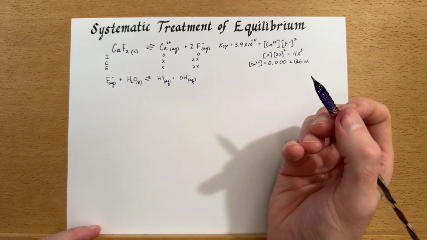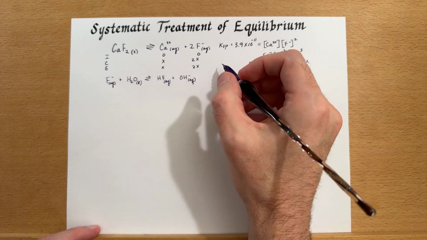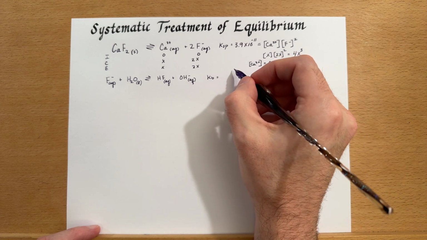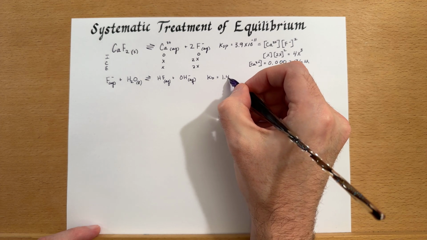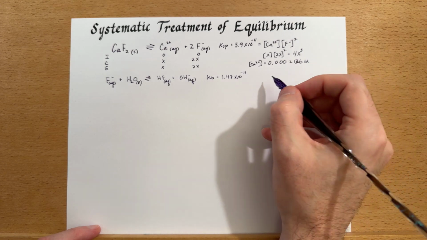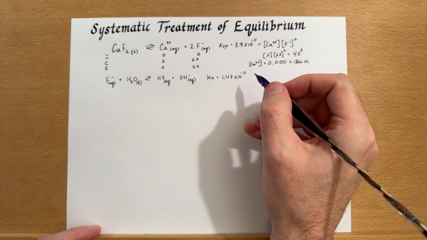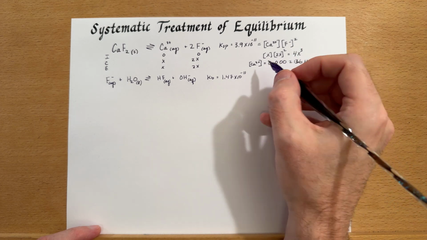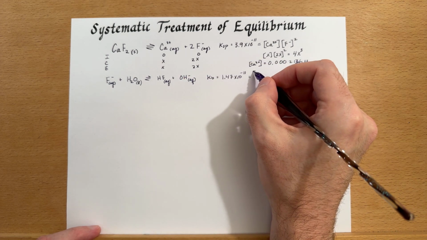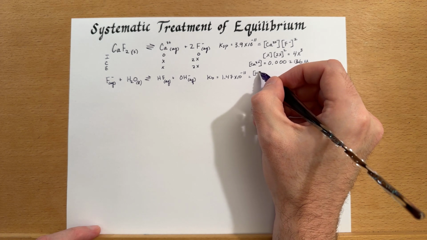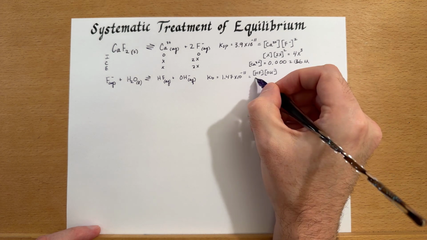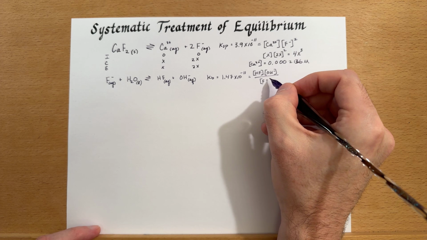So now we've written out the Kb expression for fluoride reacting with water. And the Kb is 1.47 times 10 to the minus 11, or at least that's what it computed to from the sources that I have. And if we write out the expression, then we would have HF concentration times the hydroxide ion concentration divided by fluoride ion concentration.